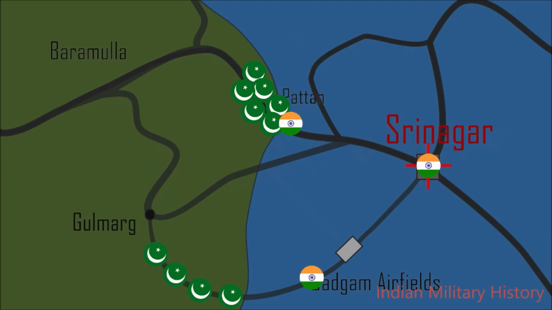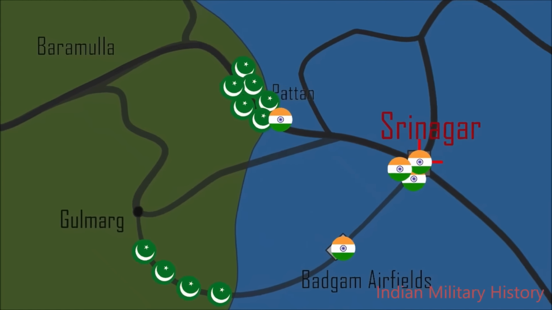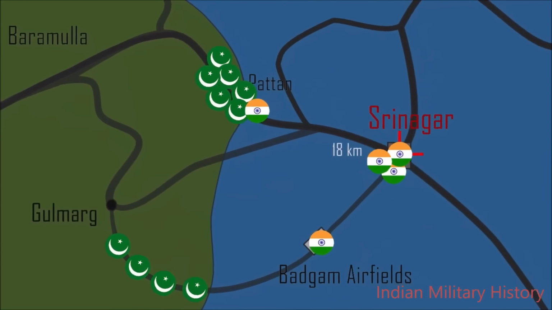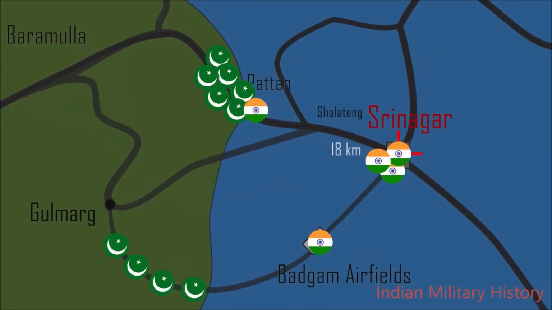Till this point in the war, the Indian armed forces had been in a reactive mode where they were responding to the moves made by the invaders with their countermeasures. But now, with the airfields secured and some presence built up in Srinagar, the Indian armed forces took the fight to the invaders to repel them from Srinagar once and for all. This happened 18 kilometers west of Srinagar, in the town of Shalateng.